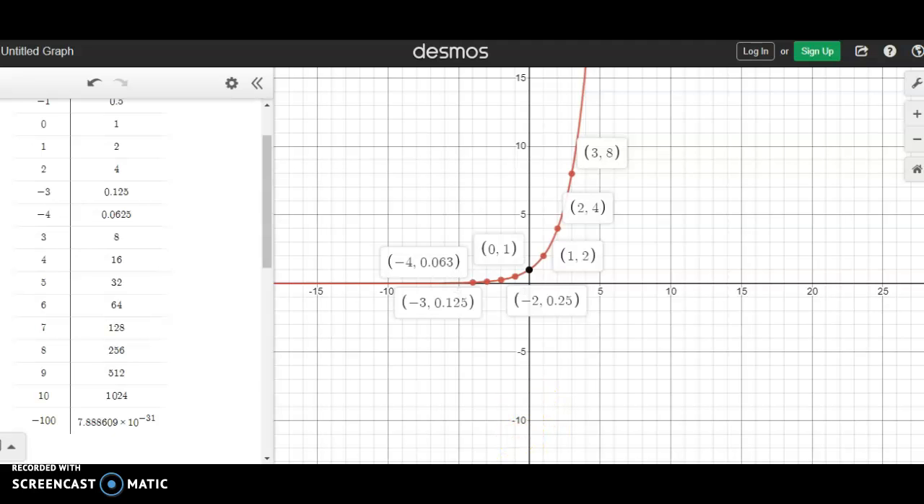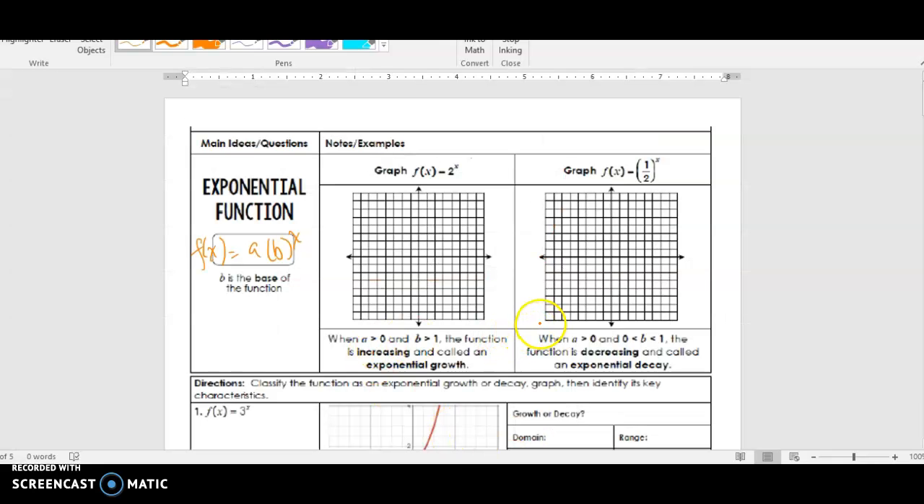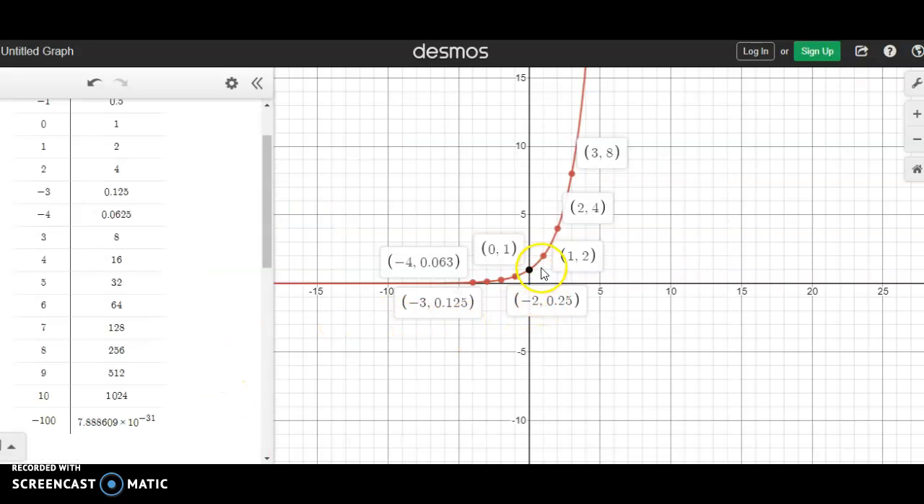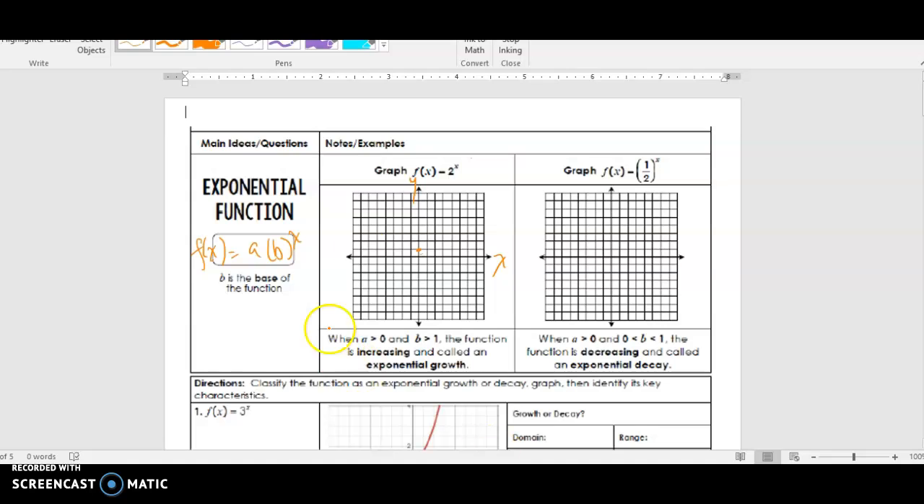So let's go more into the details of the graph. This is 2 to the x, and this is the y-axis and x-axis. We also saw that the graph cuts here at the y-intercept, 0, 1, right? Why? Because if you substitute 0 here, 2 to the power of 0 is 1. So the y-intercept is 0, 1.